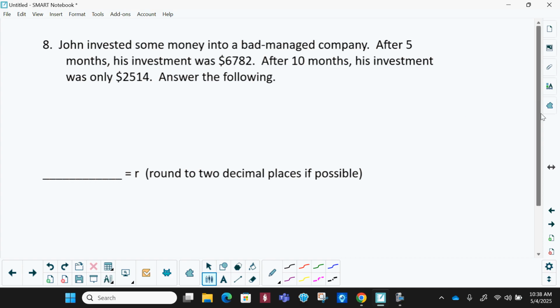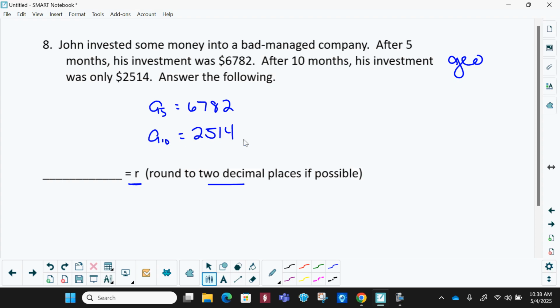Okay. Do y'all see the R right here? So R automatically makes this a geometric, okay, and rounded to decimal places. So R this time is going to be a decimal value. Okay, so after 5 months, it's 6,782, and after 10 months, it is 2514.